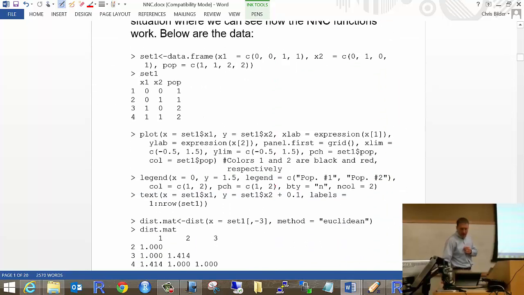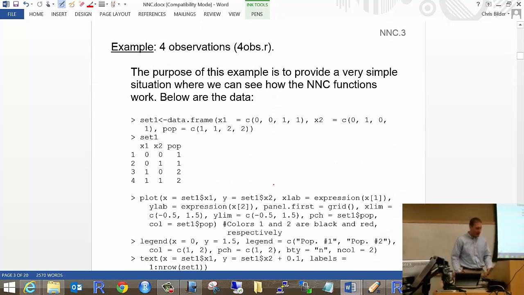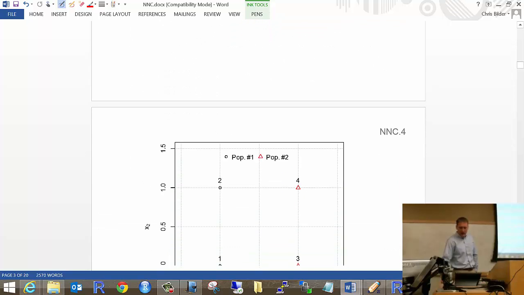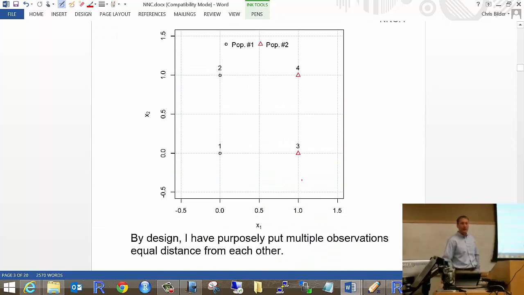Okay, so let's look at a very simple data set to make sure you're following how this is done. And also this would be a very helpful data set to see how ties are handled. So the data set is simply called 4 observations because there are just 4 observations. A plot of the observations is shown on page 4. I do this plot using just the standard methods that we've done before, so I'm not going to go over the direct code for it.